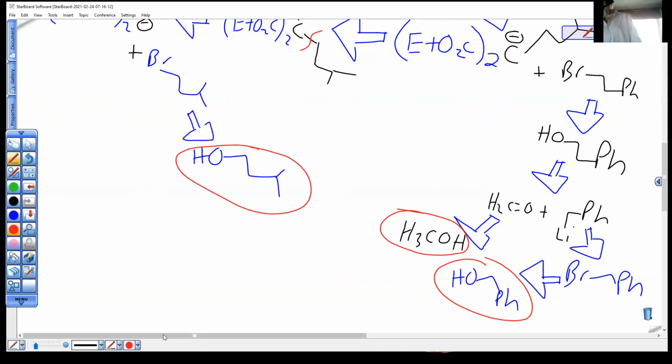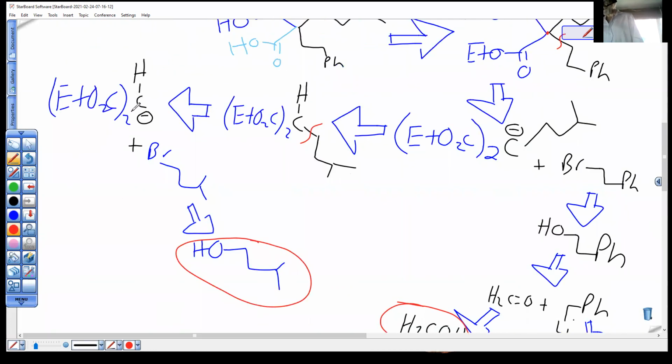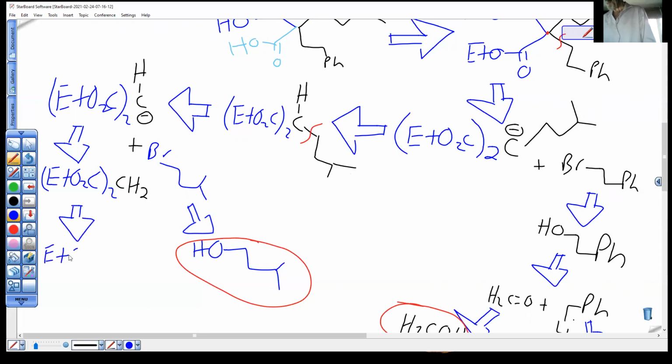You are not finished with your malonic ester. This is the conjugate base of diethyl malonate, so it came from diethyl malonate. EtO2C, taken twice, CH2, diethyl malonate, comes from malonic acid and ethanol, circle it, sure.